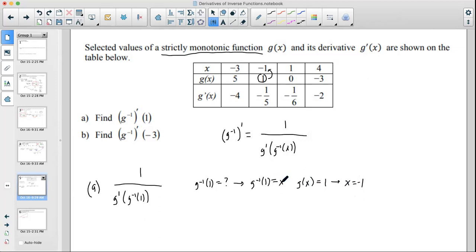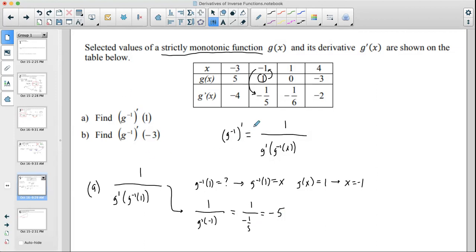So that's the thing that goes in here. What is g inverse of 1? It's -1. So this thing is 1 over g prime at -1. And that is actually just in my table. If I have x's, this is just g prime when x is -1, g prime is -1/5. 1 over -1/5, which is equal to -5. And that's how you do part A.